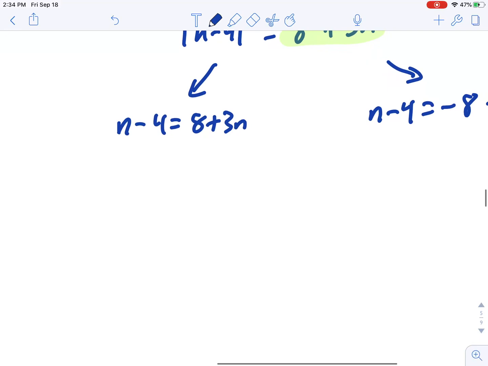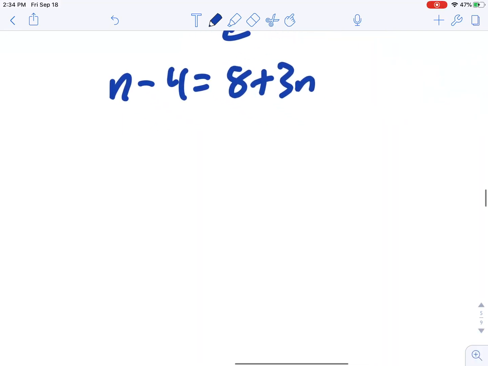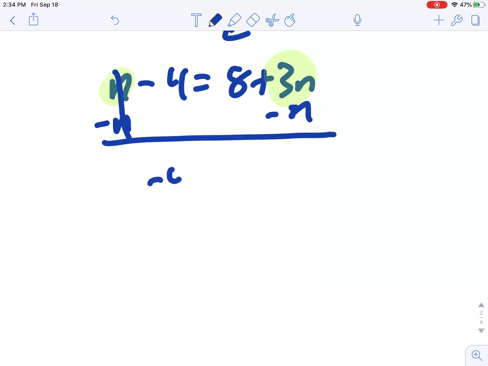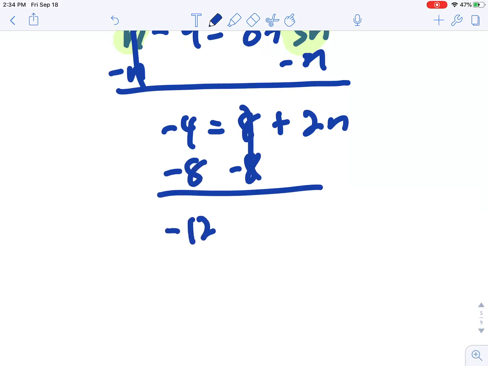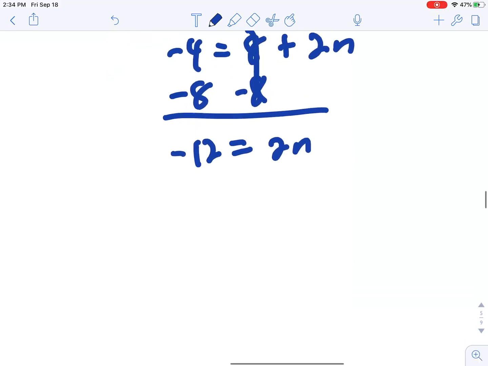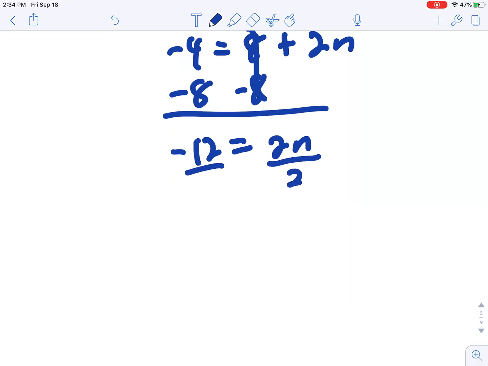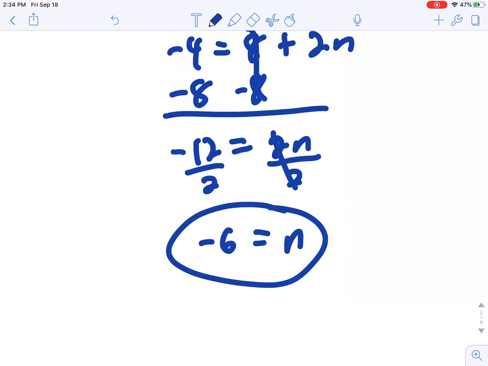Okay, let's solve these. First, this one over here. Like terms on each side of the equal sign, I need to get them together. So minus n, negative 4 equals 8 plus 2n, right? 3n minus n is 2n. I'll subtract 8 on both sides. Negative 12 equals 2n. Divide by 2. n equals negative 6.